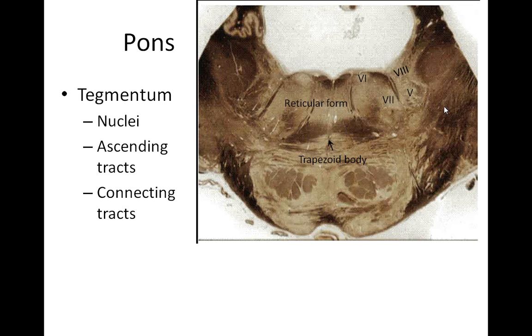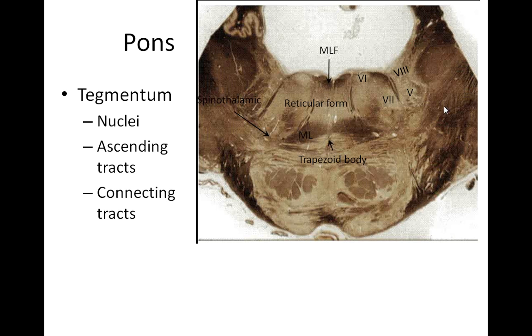So the next thing, apart from the nuclei, the tegmentum also consists of ascending and connecting tracts. Now, the ascending tracts include the medial lemniscus, which lies immediately adjacent to the midline, but it's horizontal in this position here. And lateral to that, we've got the spinothalamic fibers. The connecting tracts consist of the medial longitudinal fasciculus at the back of the tegmentum, either side of the midline.